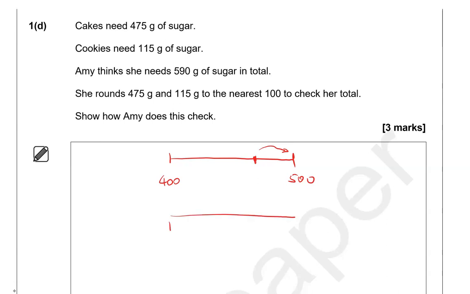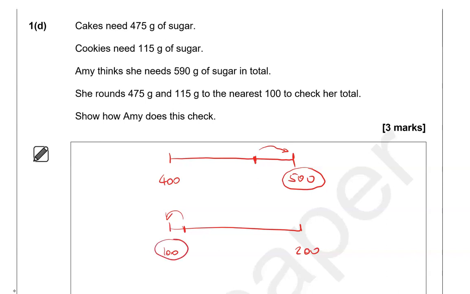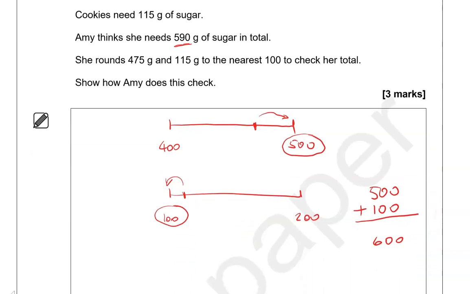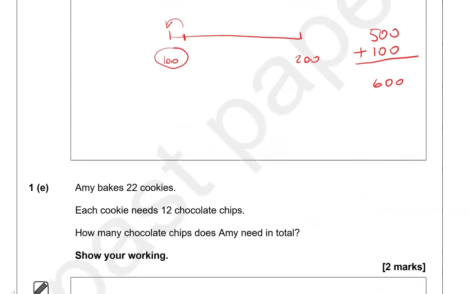115, that is between 100 and 200. 115 is roughly about here, so that is very close to 100, not 200. That's why 475 is rounded to 500, and 115 is rounded to 100. So 500 and 100, that gives us 600, which is very close to 590 that Amy has. So we've shown how she does the check.